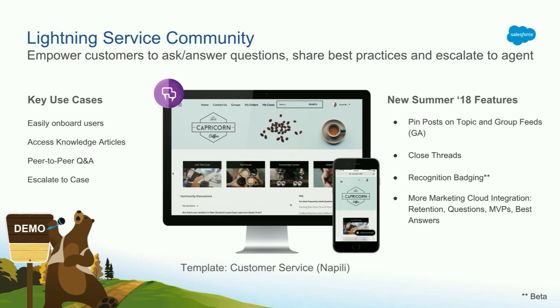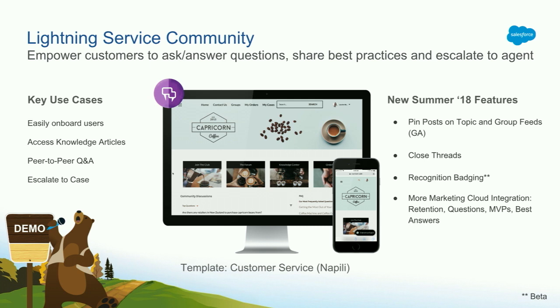All right, thank you. I'm here to talk to you today about our Lightning service community. The service community is really your front line of defense. It's really the first place your customers come to for service. And the use cases are really around onboarding users quickly and easily, giving them access to knowledge articles, letting them have discussions with each other, solving their issues with peer-to-peer support, and then, if necessary, escalating them to cases.